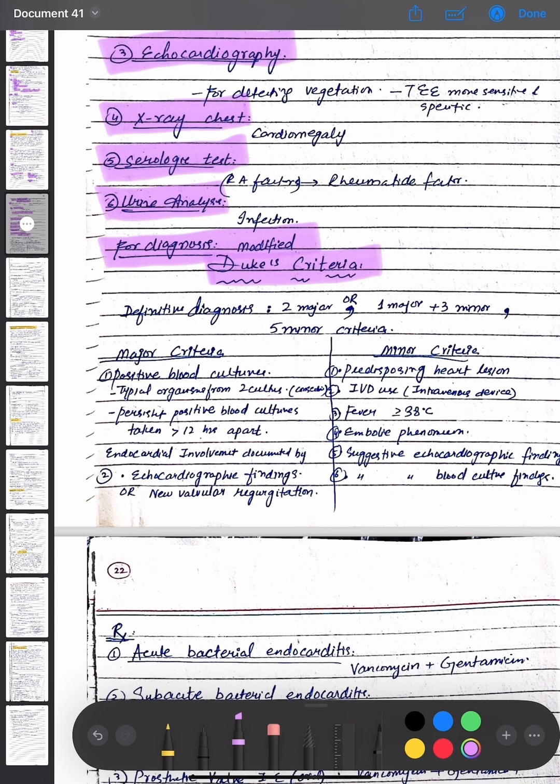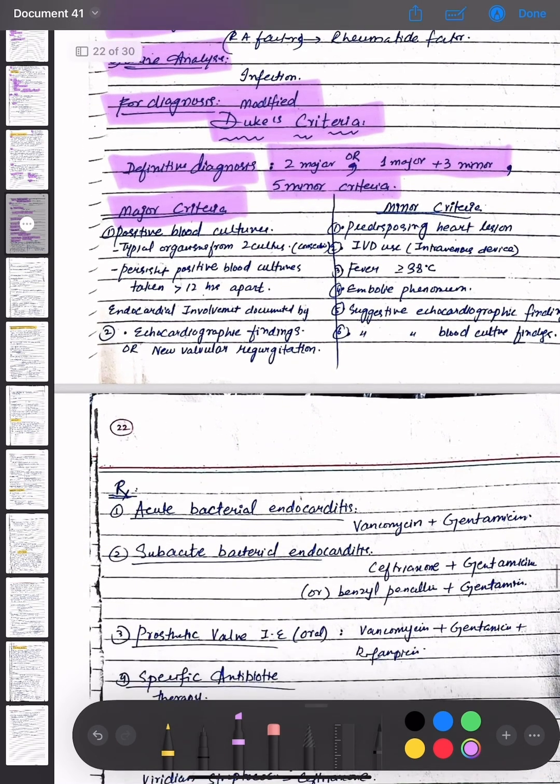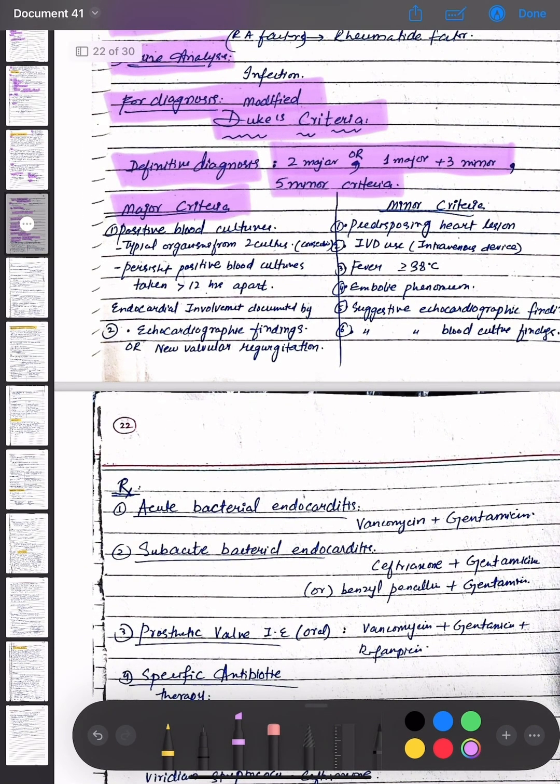Okay, now for definitive diagnosis, 2 major or 1 major plus 3 minor criteria or 5 minor criteria give the diagnosis of the infective endocarditis. In major criteria, we are having positive blood culture, typical organisms from 2 cultures which are consecutive, then persistent positive blood cultures taken greater than 12 hours apart, and endocardial involvement documented by echocardiographic findings or new valvular regurgitation.